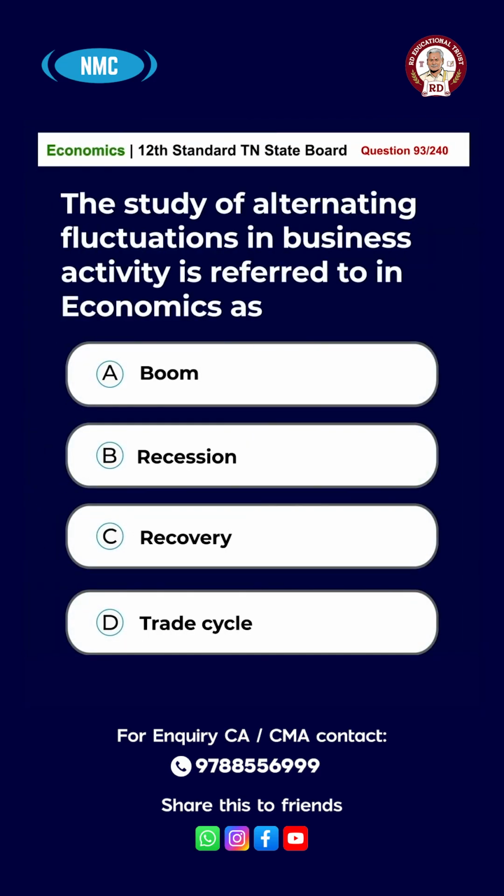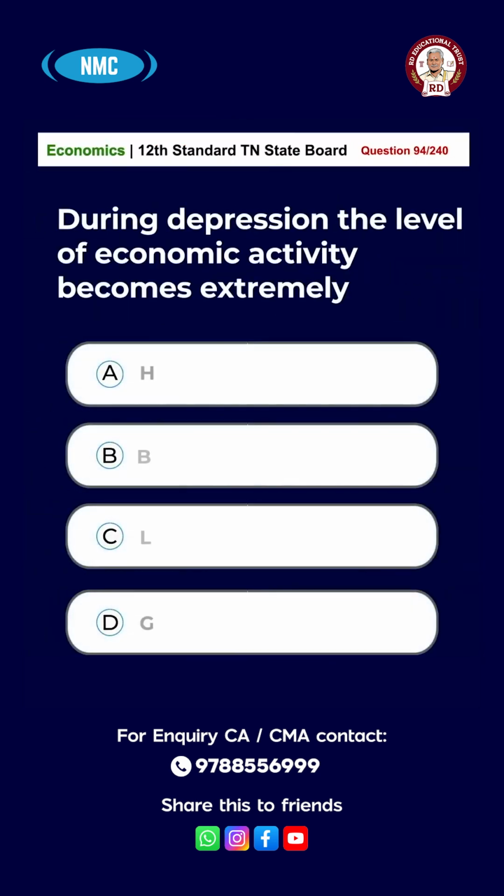Question number 93. The study of alternative fluctuations in business activity is referred to in economics as A, boom. B, recession. C, recovery. D, trade cycle. The answer is option D, trade cycle. Question number 94. During depression, the level of economic activities become extremely A, high. B, bad. C, low. D, good. The answer is option C.